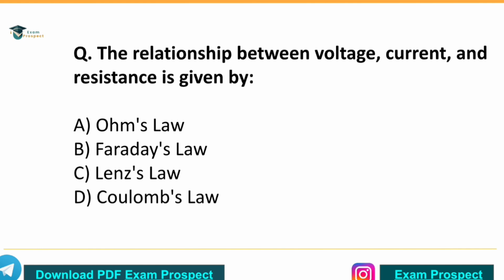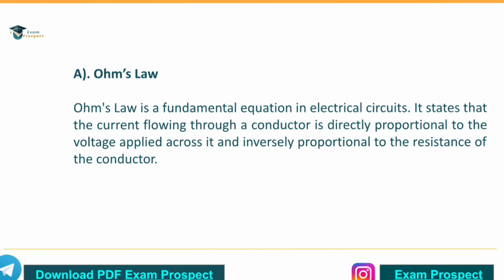Next question. The relationship between voltage, current, and resistance is given by. Correct answer is option A, Ohm's law. Ohm's law is a fundamental equation in electric circuits. It states that the current flowing through a conductor is directly proportional to the voltage applied across it and inversely proportional to the resistance of the conductor.